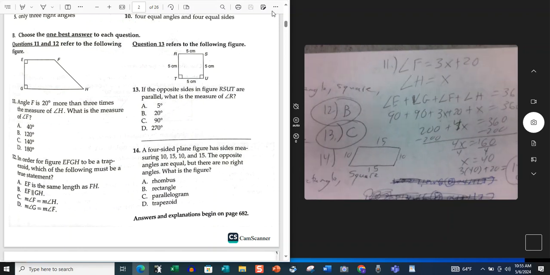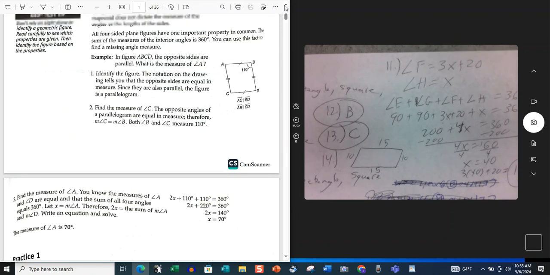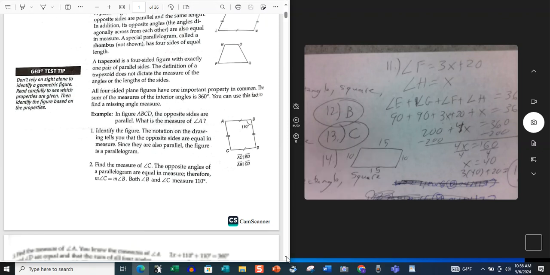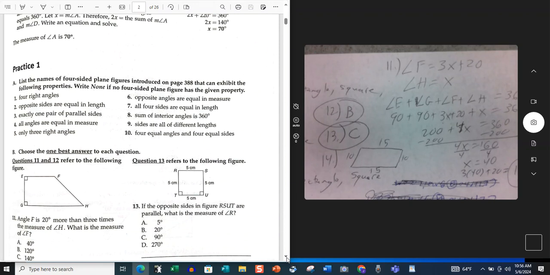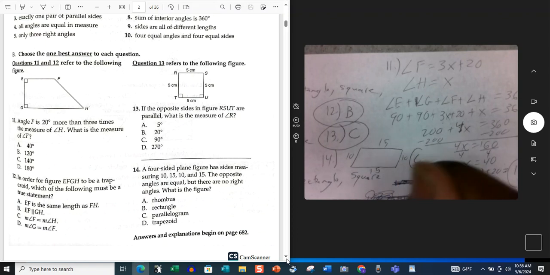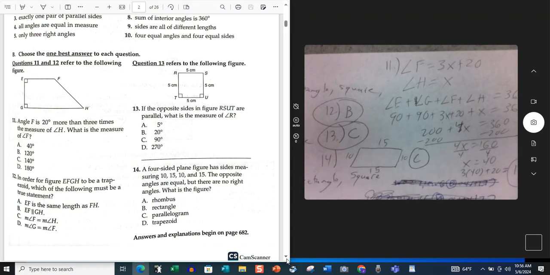So if we look back here, going back up here, this fits into the parallelogram. It says here, in addition, its opposite sides are also equal in measure. So that's the parallelogram. So number 14 would be C. So C is the answer to problem 14.